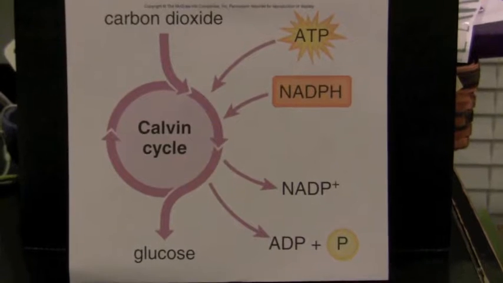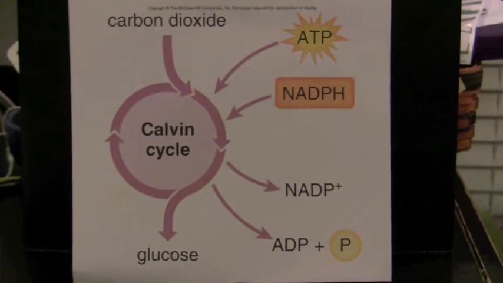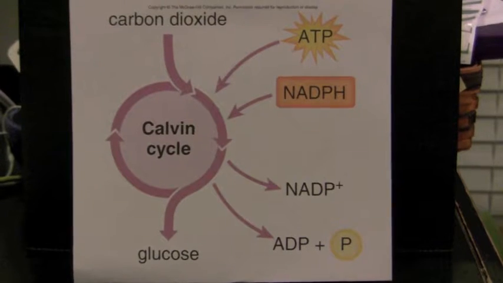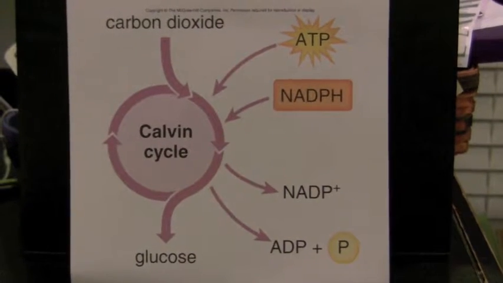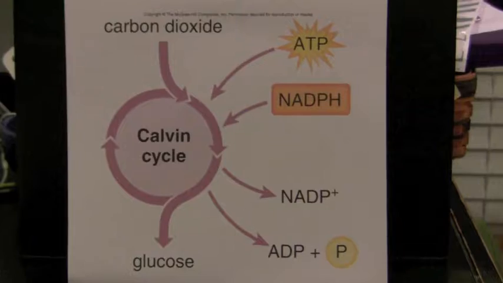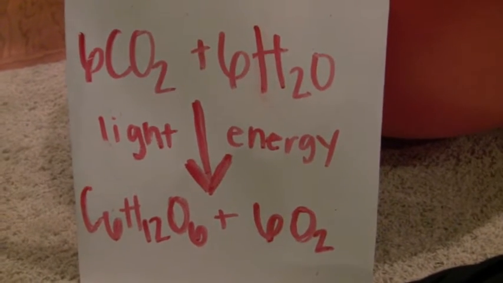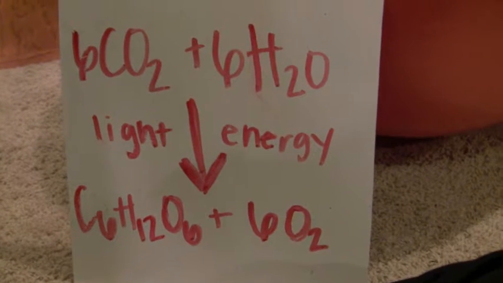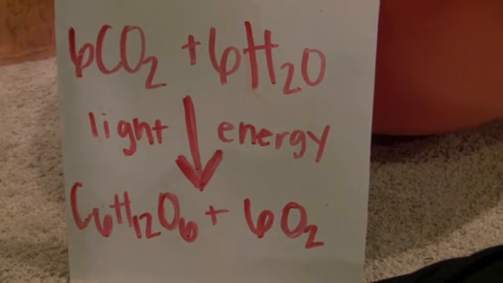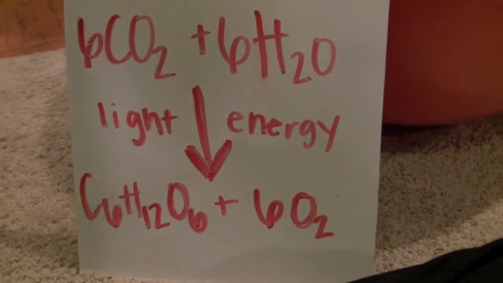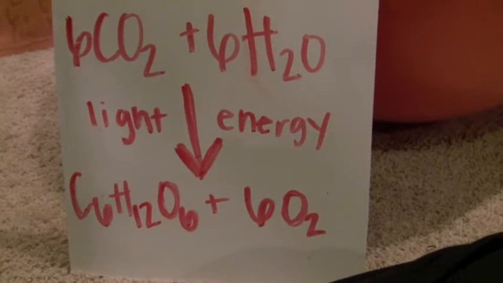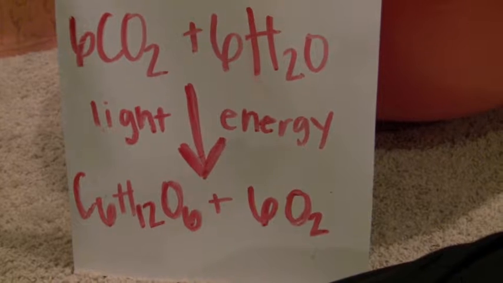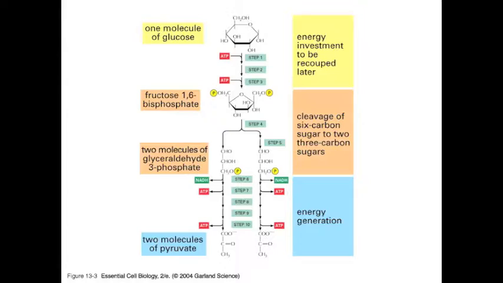Using carbon from carbon dioxide, energy from ATP, and high-energy electrons from NADPH, the Calvin cycle constructs an energy-rich sugar molecule called glyceraldehyde. The equation for photosynthesis is 6CO2 + 6H2O, with the addition of light energy, yields C6H12O6 + 6O2. Photosynthesis takes place in the chloroplast, in the chlorophyll.